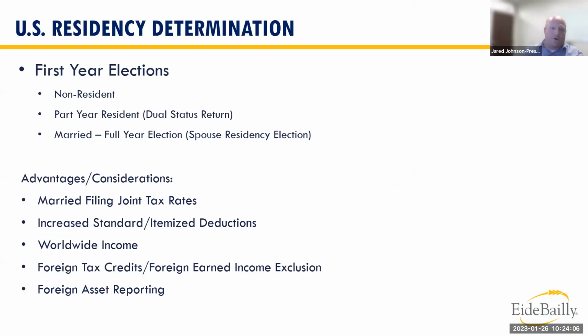So that's US residency determination. In this section, we also have first year elections to consider. When someone moves into the US in that first year, how do you file a return? You could be considered a non-resident, a part year resident, or file a dual status return, or you can just make a full year election and file a married filing joint return. It depends on which one of these you can do.